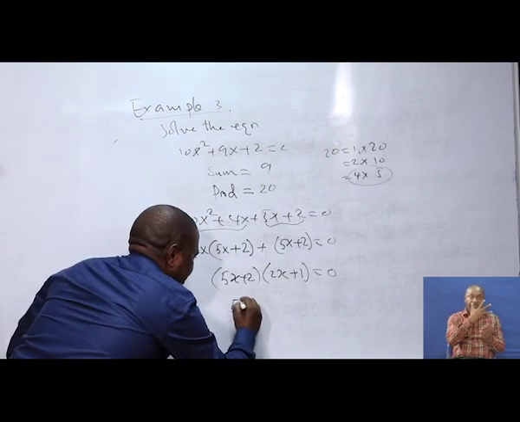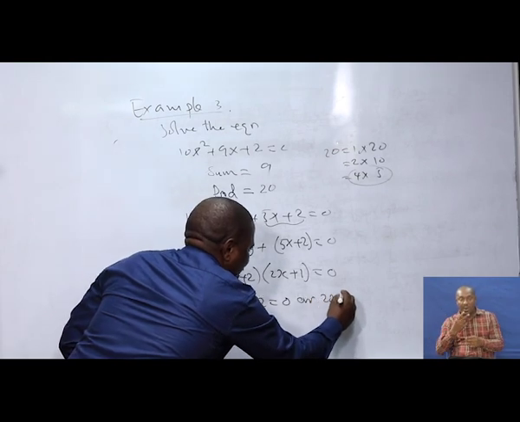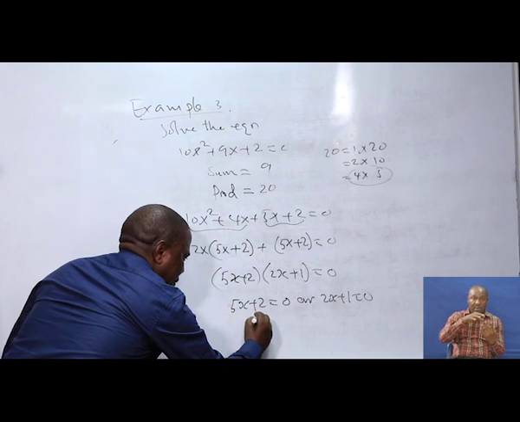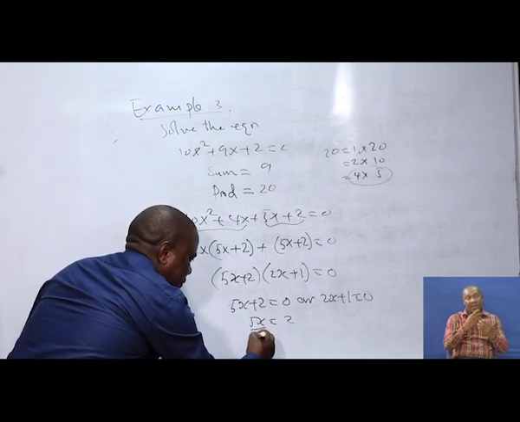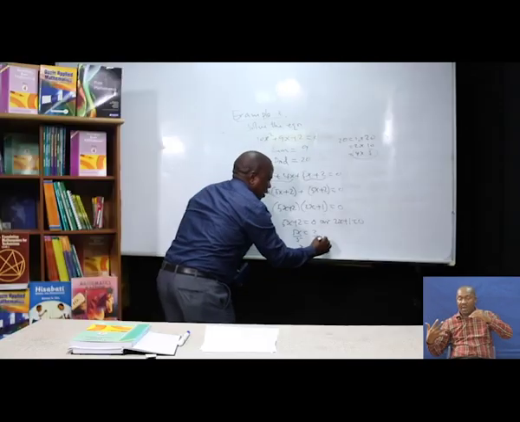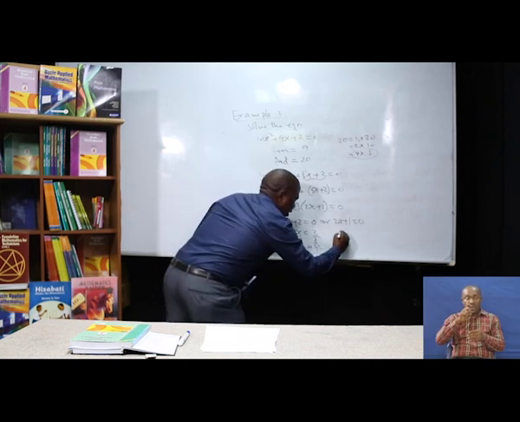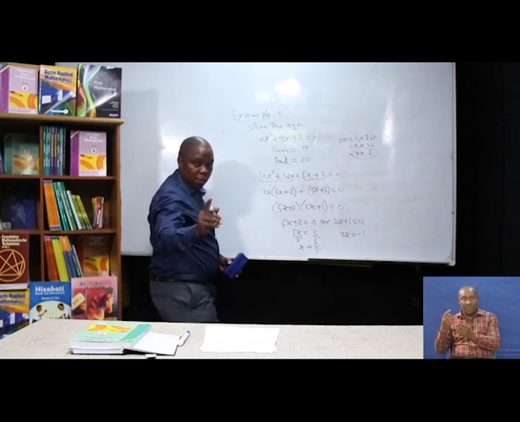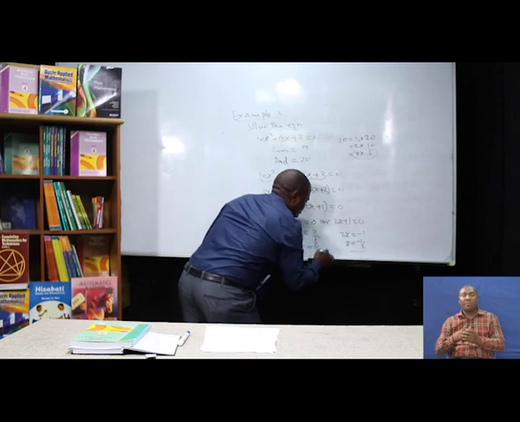Here, I have 5x plus 2 is equal to 0, or 2x plus 1 is equal to 0. Take 2 on that side. You have 5x is equal to negative 2. Divide by 5 throughout. So x is equal to negative 2 over 5. That's the first value of x. Here again, take 1 on the other side. You will have 2x is equal to negative 1. Divide by 2 throughout. You will have x is equal to negative 1 over 2.